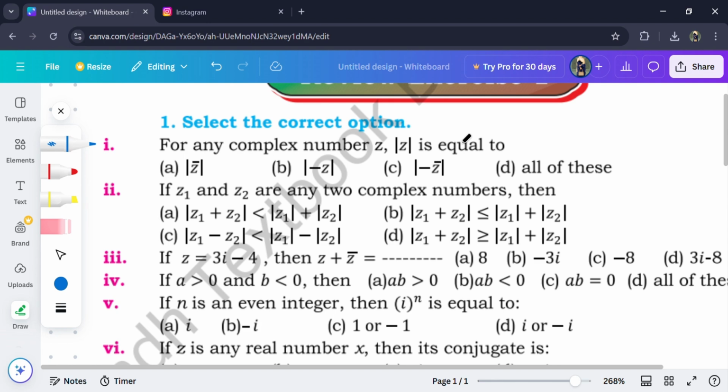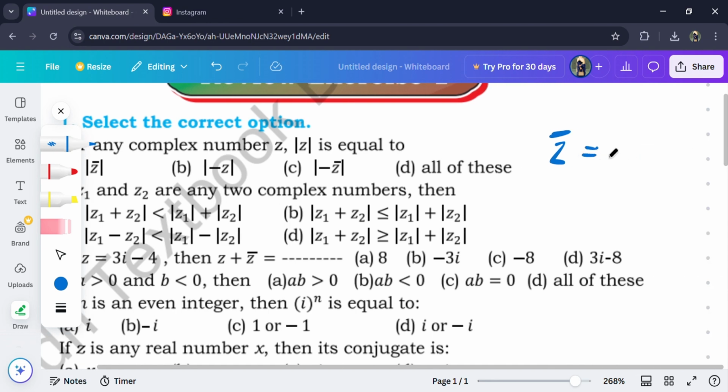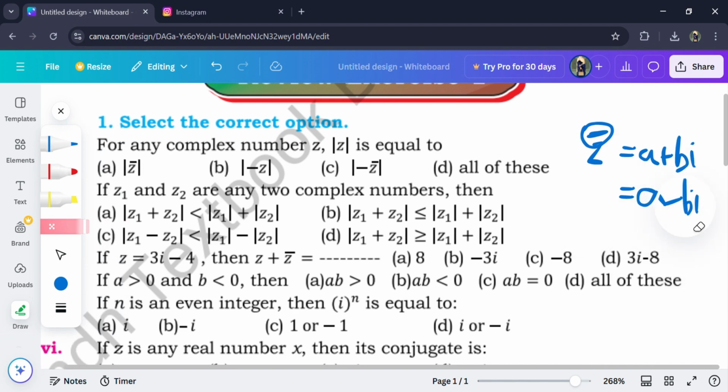Either it can be a conjugate. What does it mean by z with a slight line on top of it? It actually means changing the sign of the imaginary part. If you are given a plus b iota, the conjugate of z would be a minus b iota. Further we do have questions where we have to conjugate things. So for now just keep this in mind: whenever we change the sign of the imaginary part, this is known as the conjugation. I hope this is clear to you.